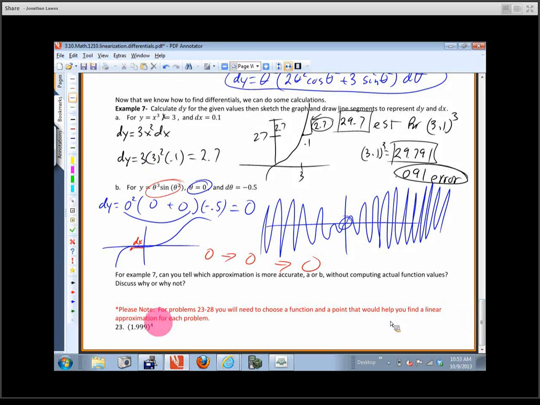Okay, and then the last thing I want to mention is you've got some problems on your assignment 23 through 28 where they just say, find an approximation for this. And that's all the instruction they give you. Okay? What you're going to need for those is you're going to need to figure out what function you ought to use. So on this one, what function should we use? Use x to the 4th. And you're going to need to use a center of approximation. So if you had to choose something that's easy and close, what would you use? Use 2. Okay? That's all. Yep, just like we did there. Okay? Any questions?